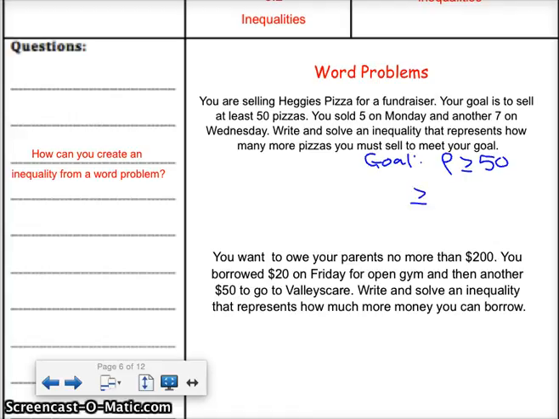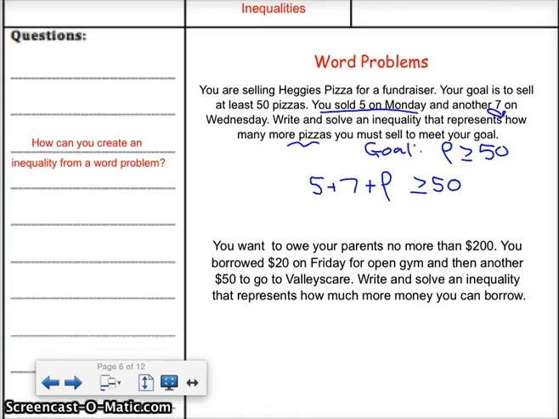So that means I know that this needs to be on the right-hand side. I want it bigger than or equal to 50. And then let's see, I sold 5 on Monday, so 5 pizzas. Plus, I sold 7 on Wednesday. Plus, the rest of the pizzas that I need. How many more pizzas? Plus, pizzas has to be bigger than or equal to 50. Do you see where all those numbers came from? So the 5 pizzas I sold, plus the 7 pizzas I sold, plus the other pizzas I have to sell need to be bigger than or equal to my goal of 50.